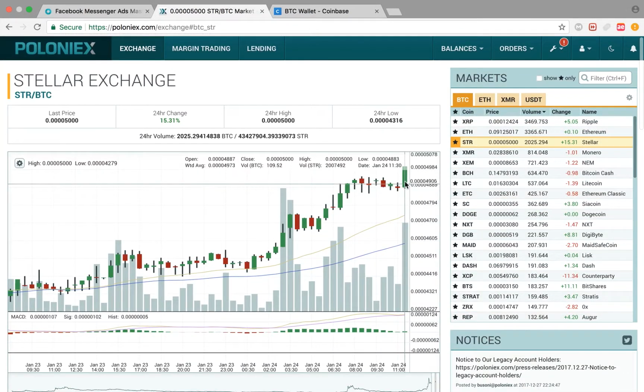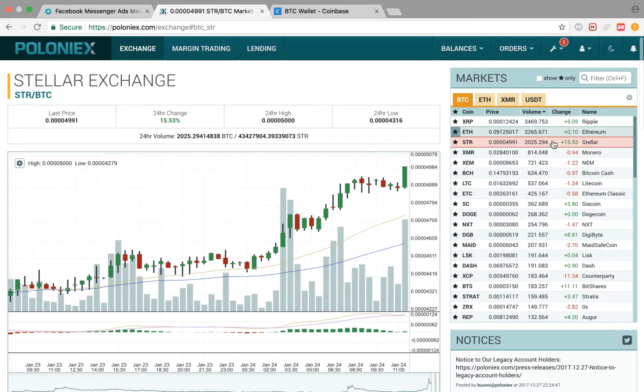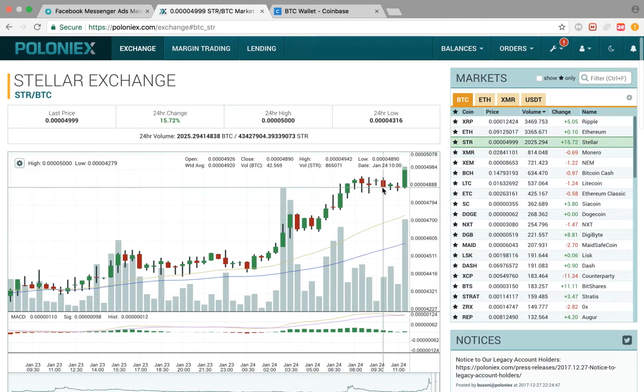And as you can see, there is this huge candlestick right here that goes up. So we can see that the price of STR, of Stellar, is going up right now. Now there's something called a candlestick chart, which is this one right here. It shows the maximum and the minimum of how much the price went up or down in a certain time frame. This always applies to candlestick charts, but basically red means it is going down and green means it is going up.